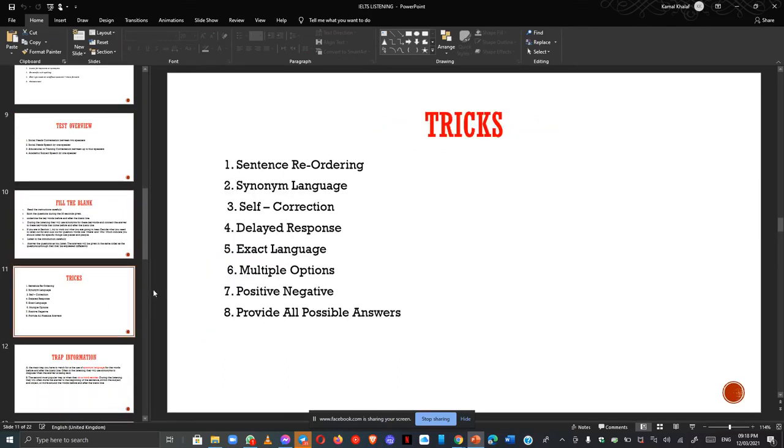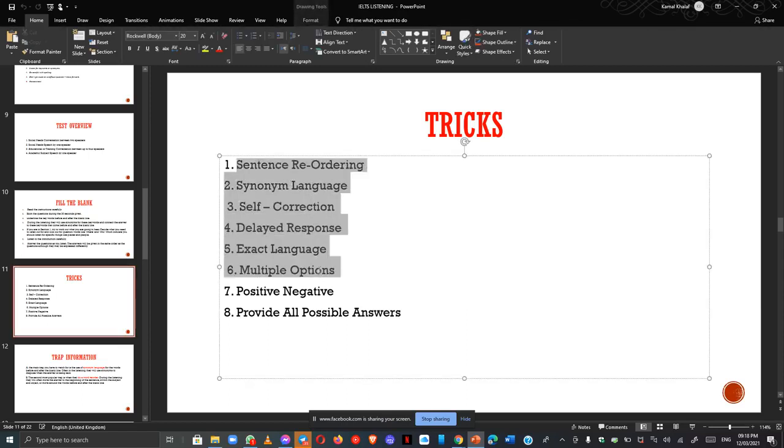Tricks. Guys, the examiners love to use tricks to distract you, and we have 8 main tricks or traps the examiners use. Number 1, sentence reorder, synonym language, self-correction, delayed response, exact language, multiple options, positive, negative, provide all possible answers. These are the tricks that the examiners use to get you distracted. Let's get more details here.